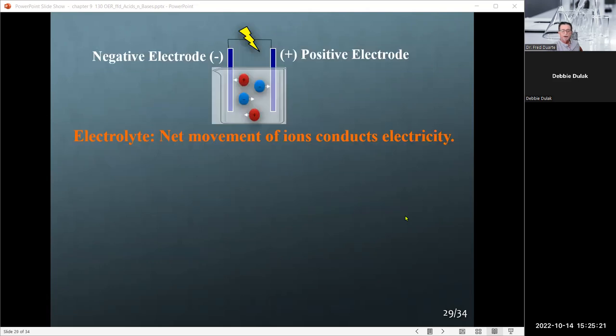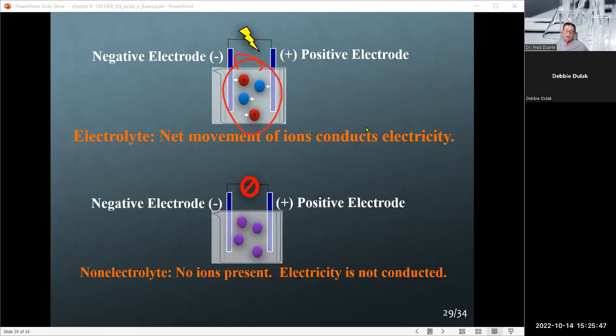This is a diagram of a beaker with a couple of electrodes in there, and you've got that lightning rod there to demonstrate that current is running through simply because there are ions in solution, okay? It's ions that carry the charge. If you have no ions, there's not going to be any charge carried from point A to point B, and you have this scenario where you have no electricity, basically acting like a light switch. The non-electrolyte would be the light switch in the off position. The electrolytes would be the light switch in the on position, okay?